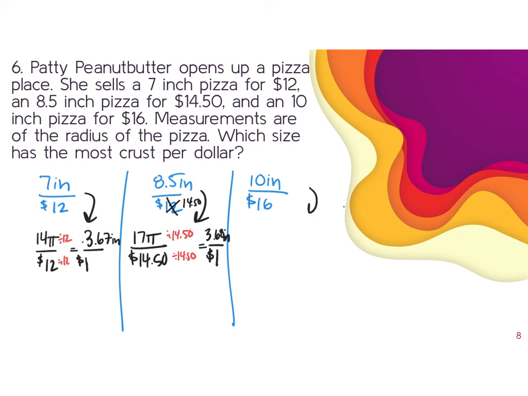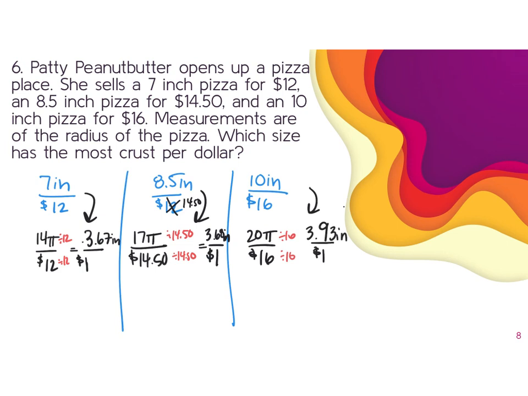And then our last one we're going to look at, circumference. 10 times 2 is 20, so 20 pi over 16. I again want it to be per $1 so we can compare. So to get it down to 1, I'm going to divide by 16. 20 pi divided by 16 is 3.93 inches for that dollar.